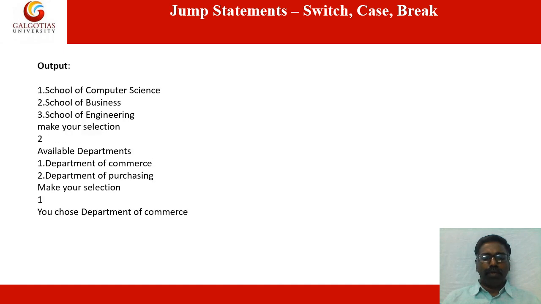Let me check with the output. Here the user is supplied with a menu-like structure, 1 for School of Computer Science, 2 for School of Business, 3 for School of Engineering, and asked to enter a selection. The user selects 2. Now what happened? Remember that we are having an inner switch in the case 2. In case 2, again it will display available departments, Department of Commerce, Department of Purchasing. Now here we ask the user to again make a selection. Now the user selects 1, so it displays you choose Department of Commerce.